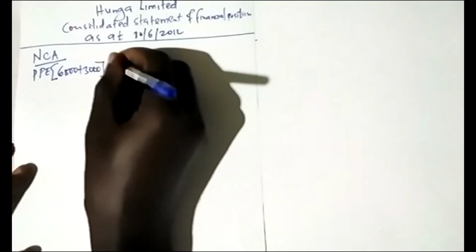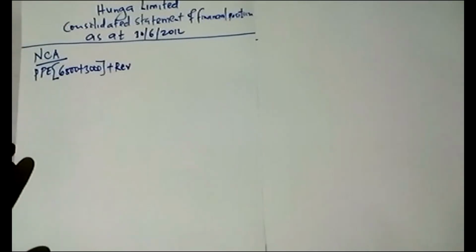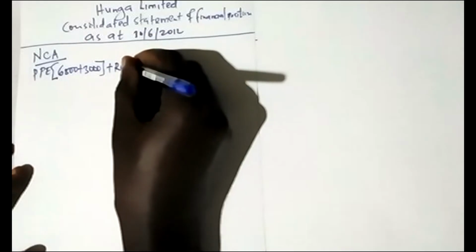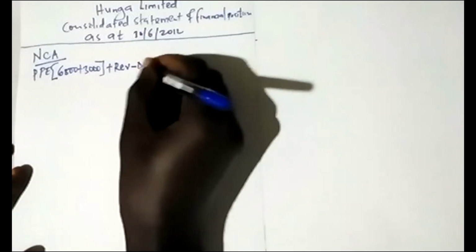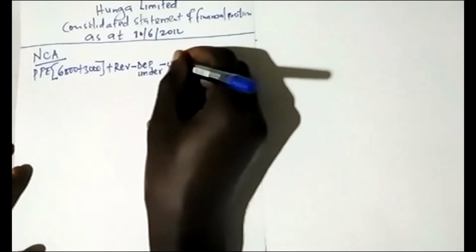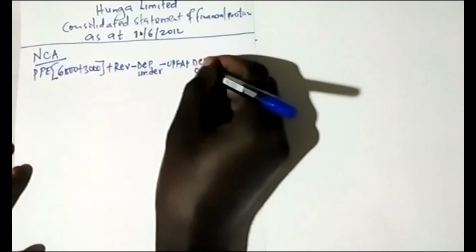I will add revaluation. So in short, I would say REF. There was no revaluation, because revaluation is the difference between the fair value of the asset and the book value. There was nothing like that. Due to revaluation, there is a depreciation over charge. You subtract UPFA again. Then you add depreciation over charge.